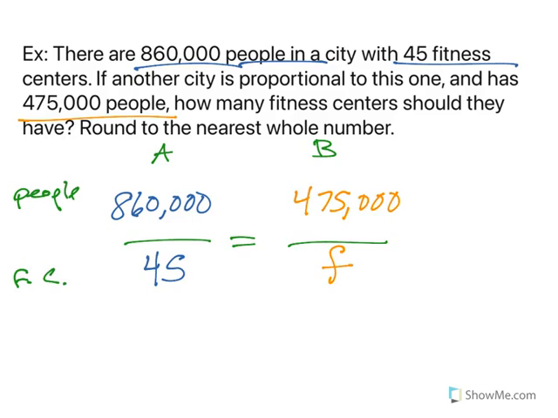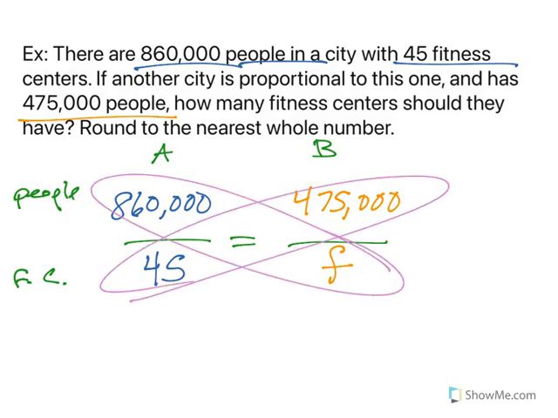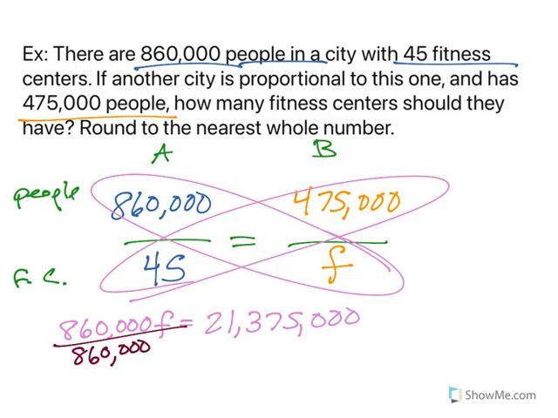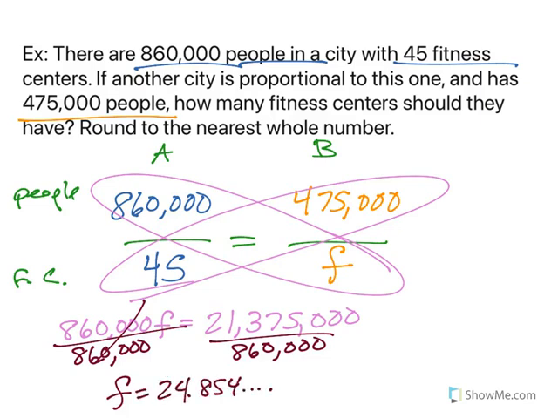When I cross multiply, I get 860,000 F equals 45 times 475,000, which is 21,375,000. To solve, I divide both sides by the coefficient of F, which is 860,000. That means F equals 24.854, and it goes on and on and on.